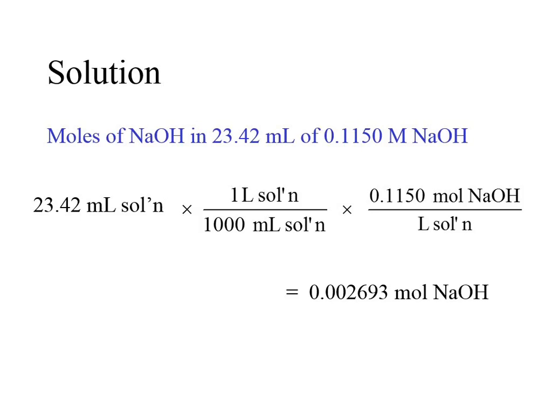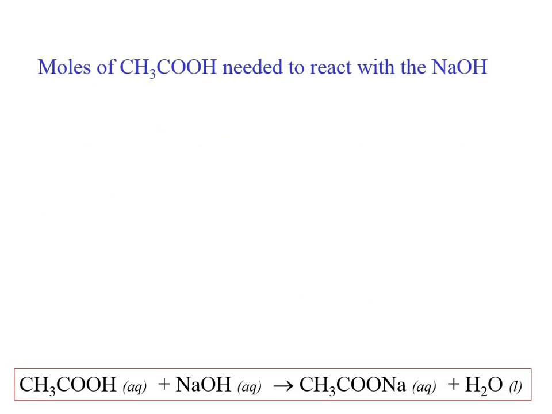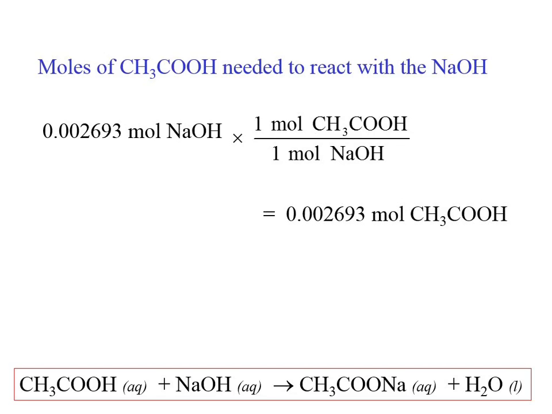So like we did before, now we're going to use stoichiometry to go from moles of NaOH to moles of CH3COOH. And they have a 1-to-1 relationship, so it simply looks like this. 0.002693 moles NaOH times 1 mole CH3COOH over 1 mole NaOH.